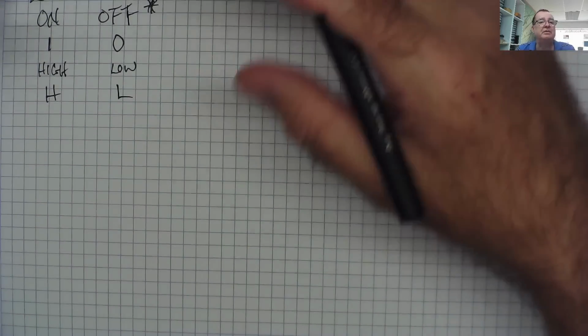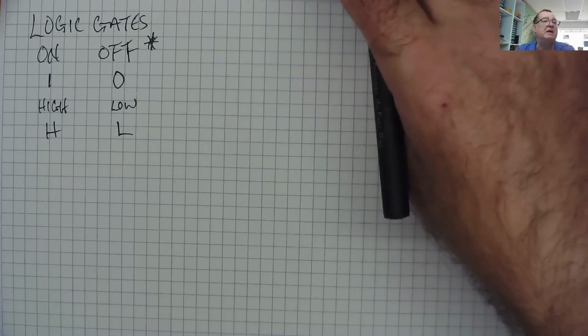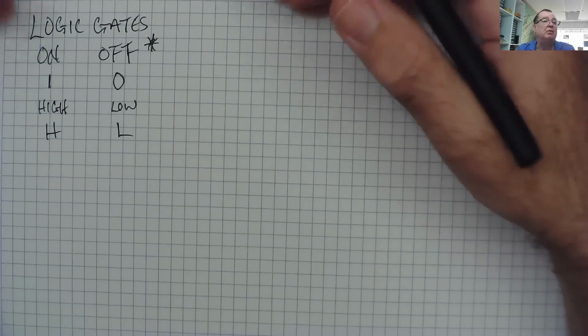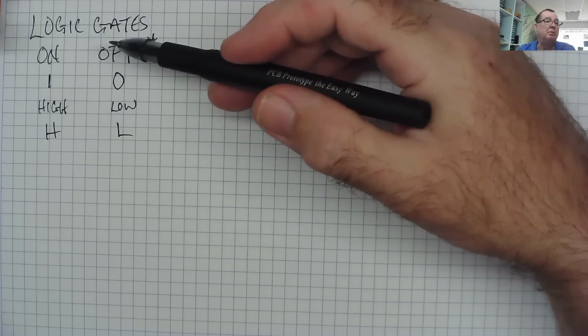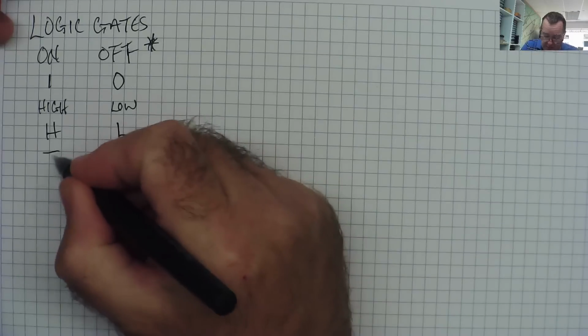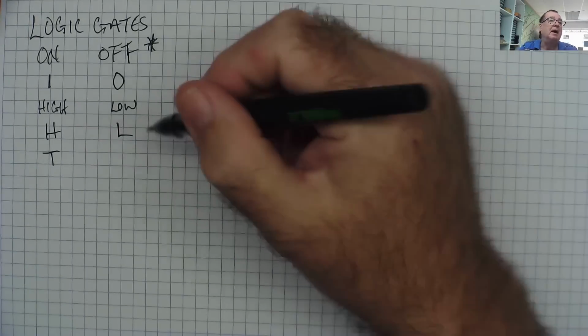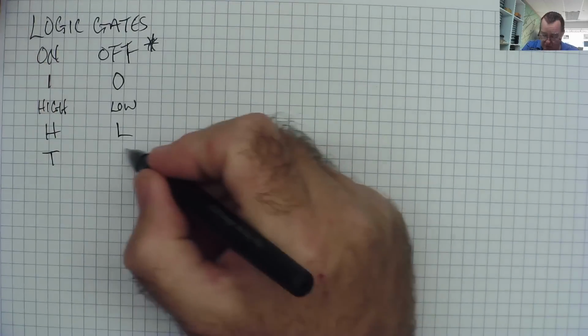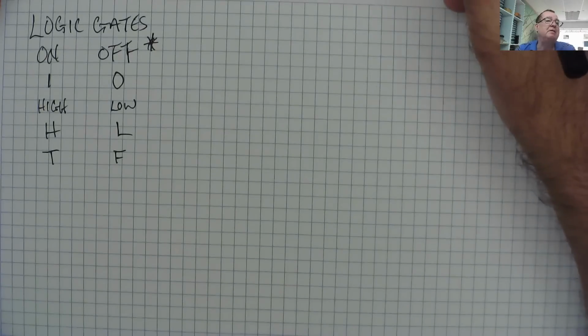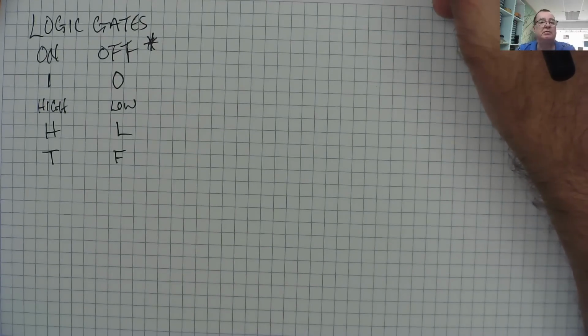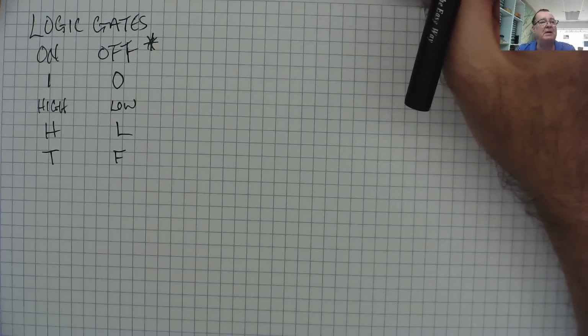There's another method as well, and this is to do with Boolean algebra, which I'm not going to be covering, but a 1 can be considered to be true, so the output could be classed as T, and a low or a 0 could be considered to be false, or F. So those are really the 4 ways you will see the output represented.